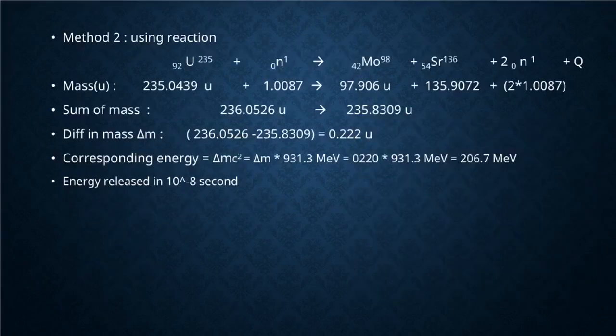The second method to find the energy released is using the Q-value equation. For the given reaction, just find the difference between the sum of masses on the reactant side and the product side. The difference is represented by delta M, which we call mass defect. This mass is converted into corresponding energy by Einstein's mass-energy equation. Since one atomic mass unit is equivalent to 931.3 MeV, the energy equation now becomes delta M times 931.3 MeV. Just substitute the values, and we get energy released per fission approximately 207 MeV for the above nuclear fission. Note that this large amount of energy is released within 10 raised to minus 8 seconds.